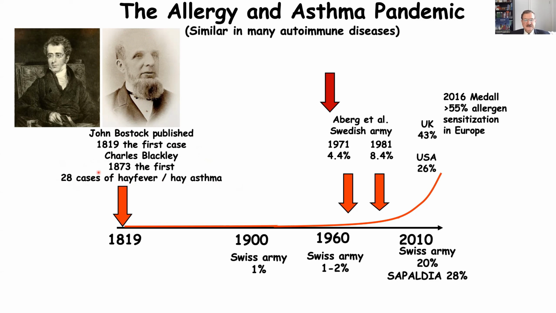The diseases started at that time, but they were not like a pandemic. So the prevalence continued to 1900 in the range of 1%, in 1961 to 2%. So the real pandemic size started in the 1960s. You can see the numbers: 4.4%, 8.4%, 26%, 43%, and a very strong increase.